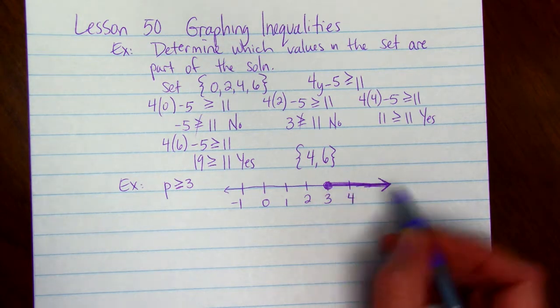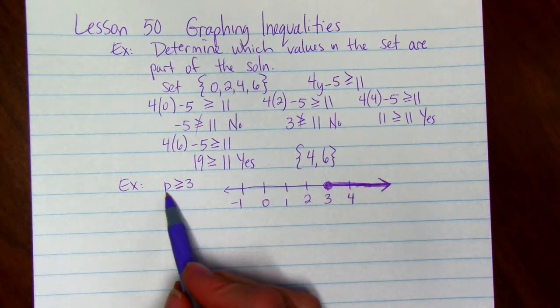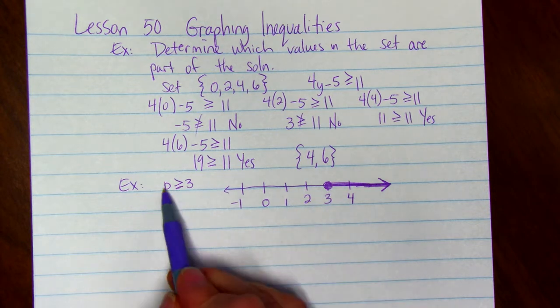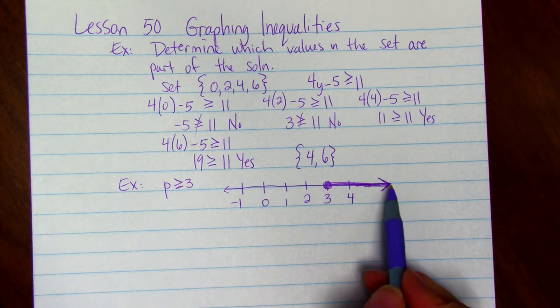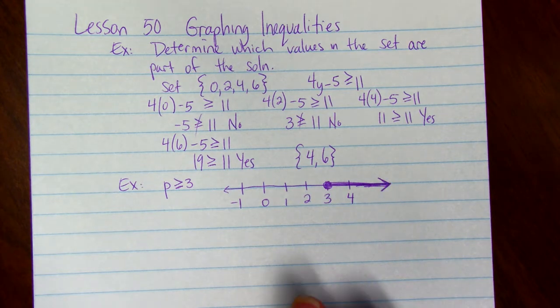If you're not sure which direction to go, plug in a number and see if it works. So if I plugged in 2, is 2 greater than or equal to 3? It's not. So you want to graph the opposite of 2.